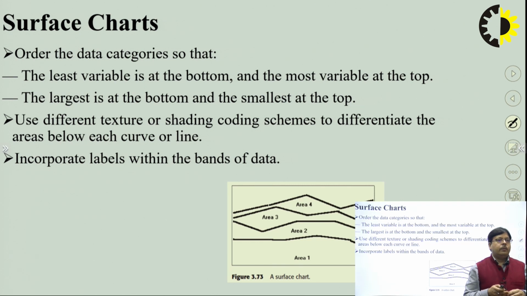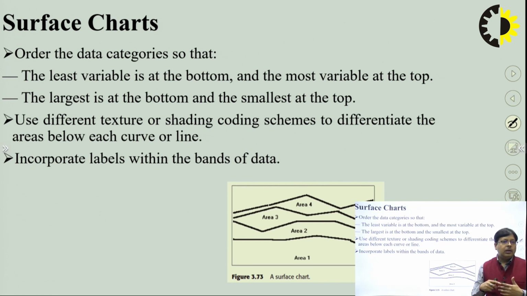Now we come to the second type of graphic, that is the surface chart. Order the data categories so that the least variable is at the bottom and the most variable at the top. The largest is at the bottom and the smallest at the top. So this kind of graphic shows your data categorized area-wise, right? So the largest data will remain at the bottom and the smallest on the top.